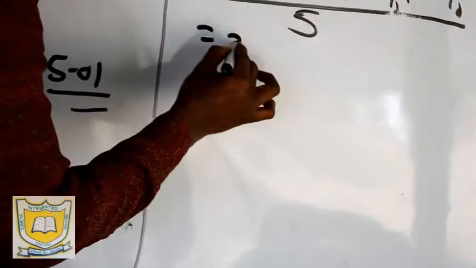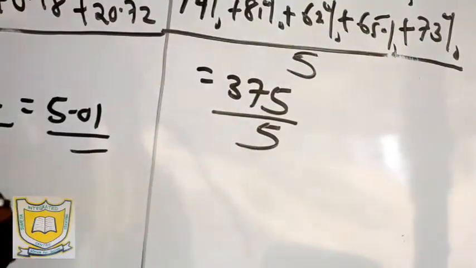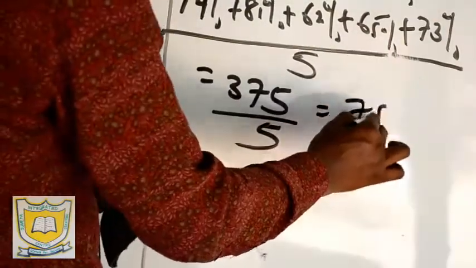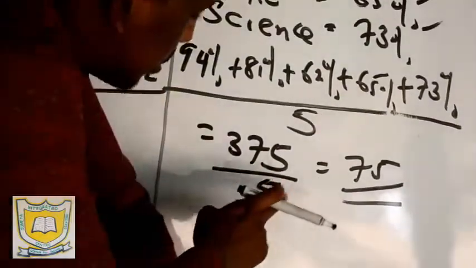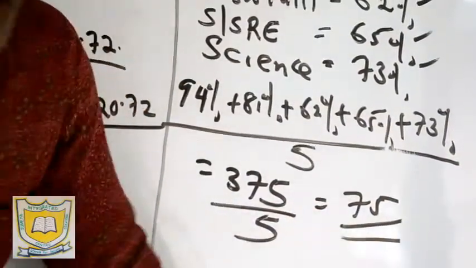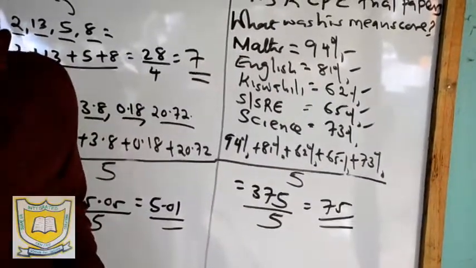So it is equal to 375 over 5. Divided by 5, as there were 5 subjects. After dividing now, you will get 75. So that is the mean score. After adding, 375 divided by the 5 subjects, you will get 75. That is how we find it.